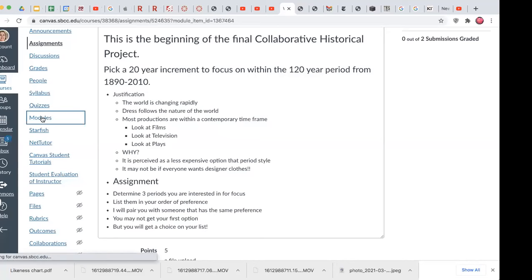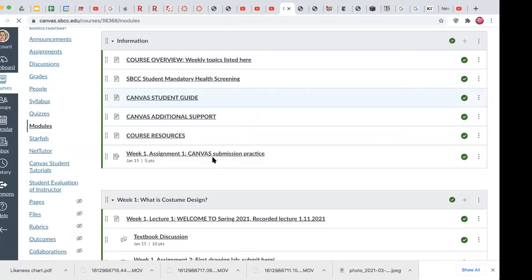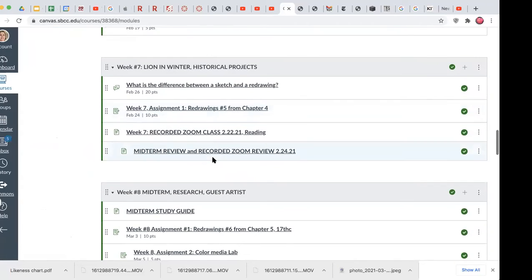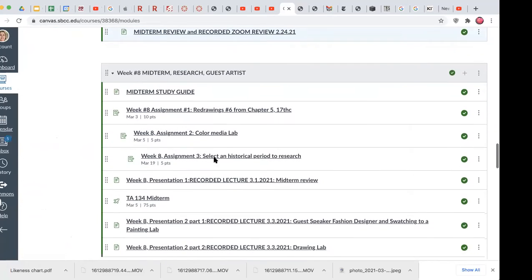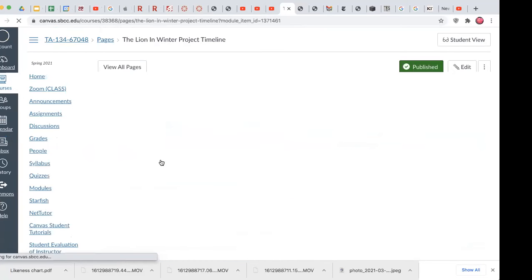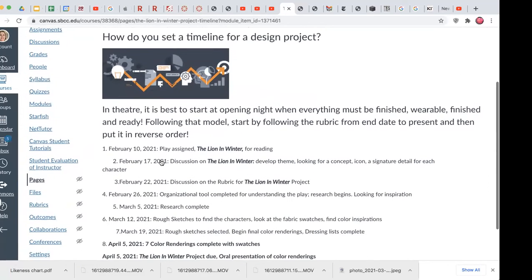The class opted to have its own module for Line and Winter. So let's look at that. The Line in Winter module is all on its own, right? Anytime you have a question about the Line in Winter project, which is due the week after we get back, here's where we talked about it. And we talked about the text or the play, and here is the project. So this is the timeline for that project, Diego, that you're talking about. Look for it on your modules.